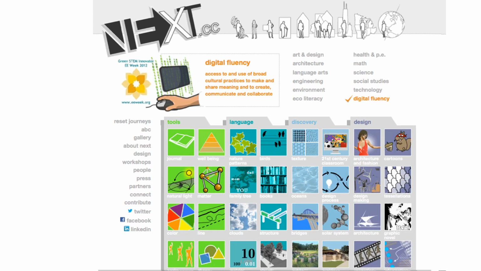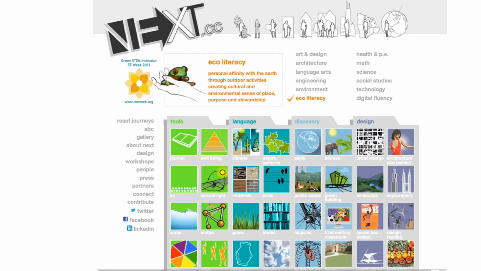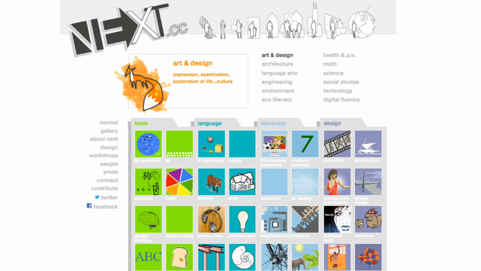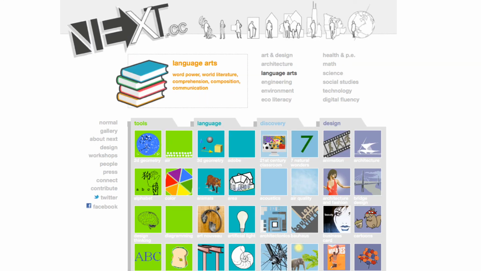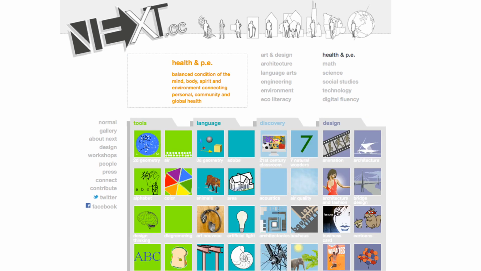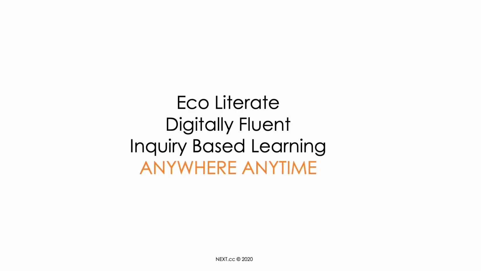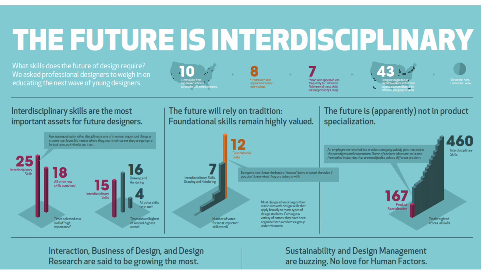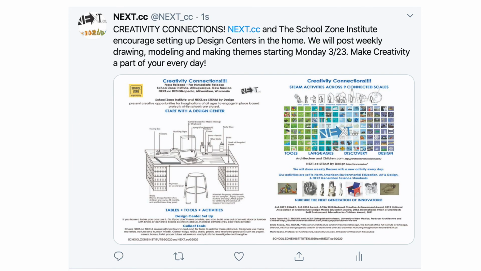So here we are, and we can learn outside every day. We can learn everywhere in every combination. Because learning about the health of the world and our health is connected. And the future for all of us is interdisciplinary. So one of the things we can help you do is encourage you, as you set up your home office to learn from home, set up a design center.